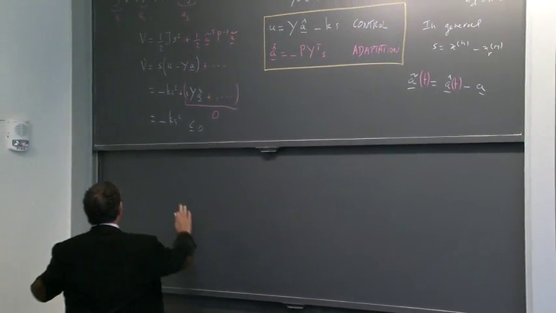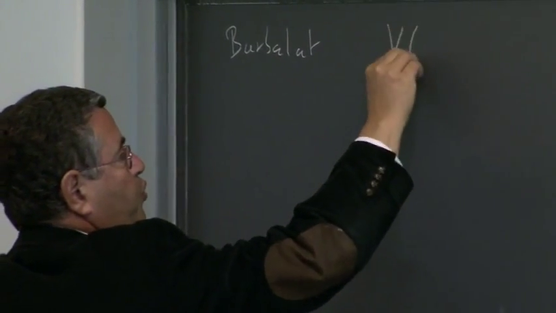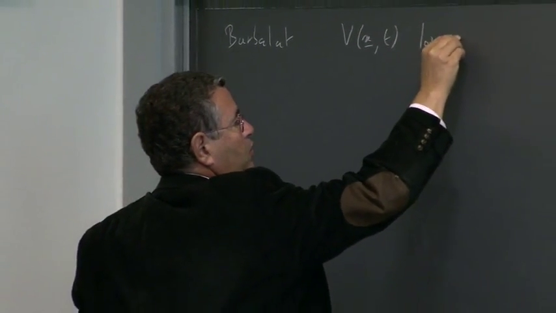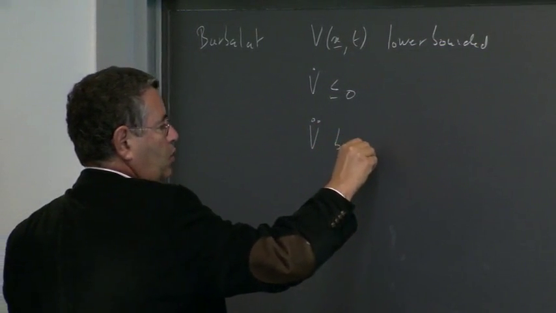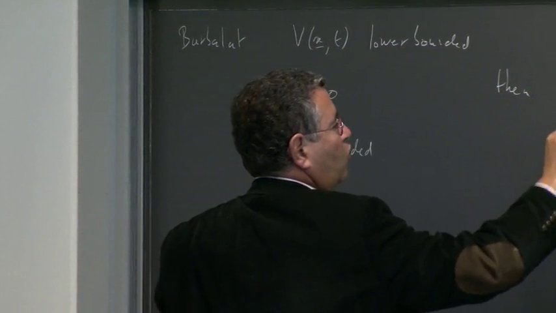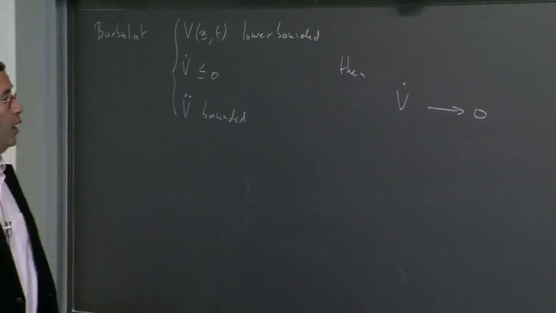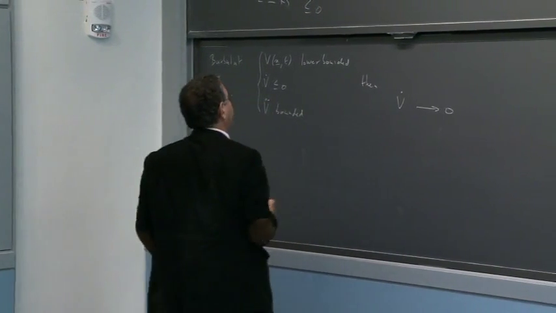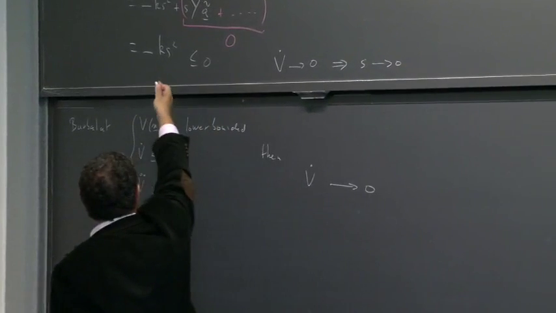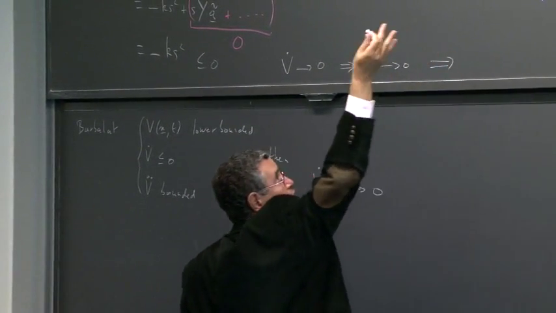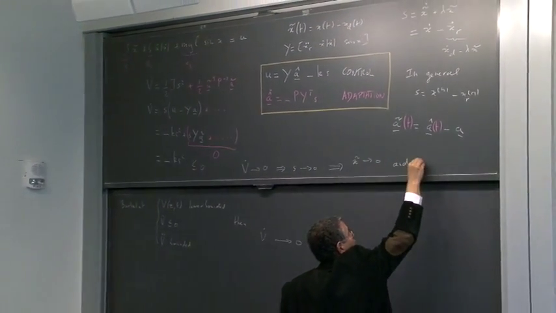Okay, so a little remark about Barbalat's lemma. Remember, Barbalat says, suppose you find a lower bounded V such that V dot is always negative and such that V double dot is bounded, then V dot tends to 0. And that's what we used here, V dot tends to 0. So V dot tends to 0 implies that s tends to 0 because V dot is equal to minus k s squared. And s tends to 0, through this kind of implicit dynamic definition of s, implies that both x tilde and x tilde dot tend to 0.